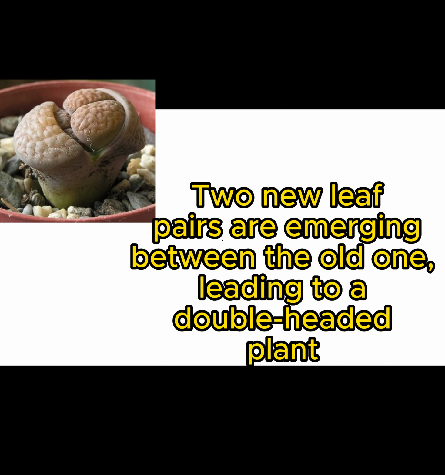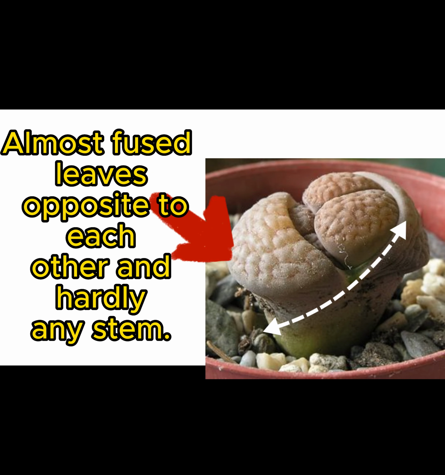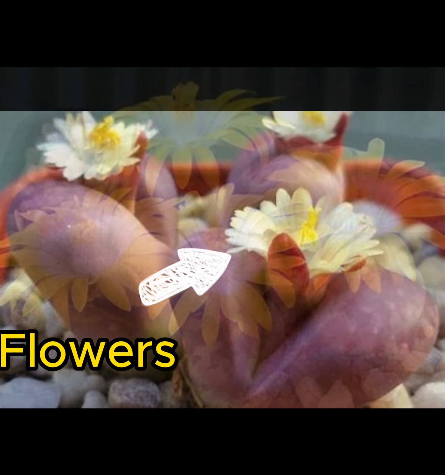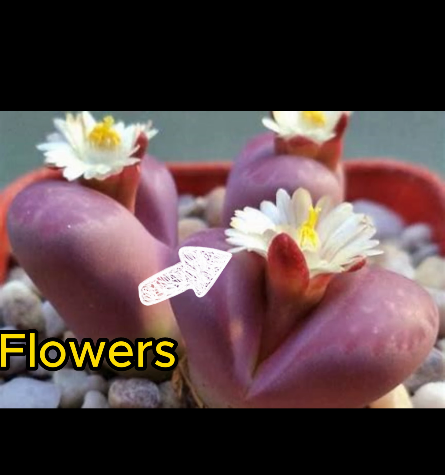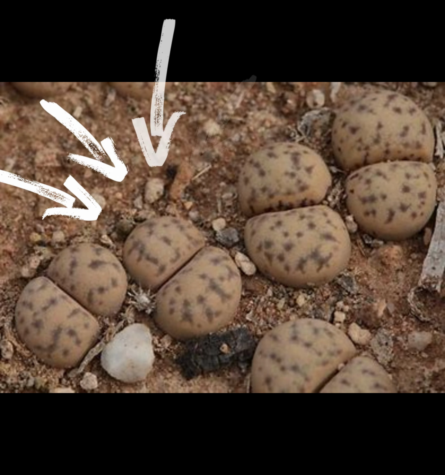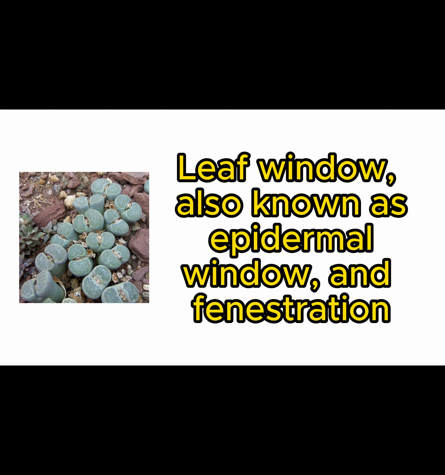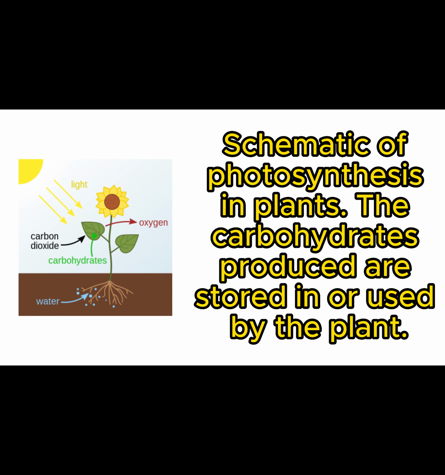Individual lithops plants consist of one or more pairs of bulbous, almost fused leaves opposite to each other and hardly any stem. The slit between the leaves contains the meristem and produces flowers and new leaves. The leaves of lithops are mostly buried below the surface of the soil, with a partially or completely translucent top surface known as a leaf window, which allows light to enter the interior of the leaves for photosynthesis.